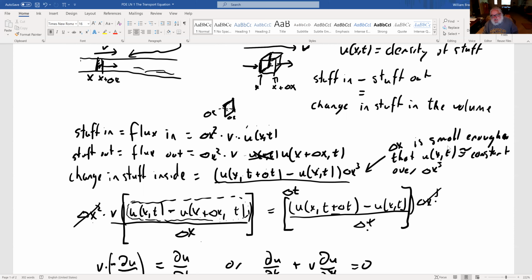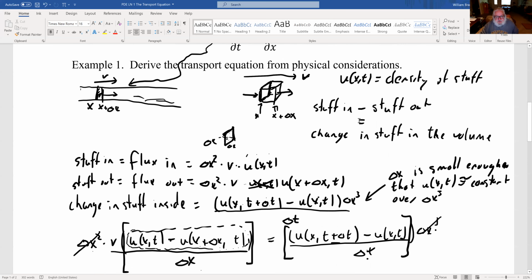we're assuming that u of xt is roughly constant over this very small volume that we're looking at. So that's putting a restriction on u, right? It's sort of assuming that it's continuous at the least, right? Because if you look at a continuous function over a very small space, it's essentially constant.